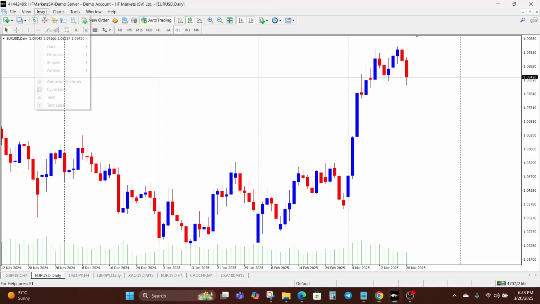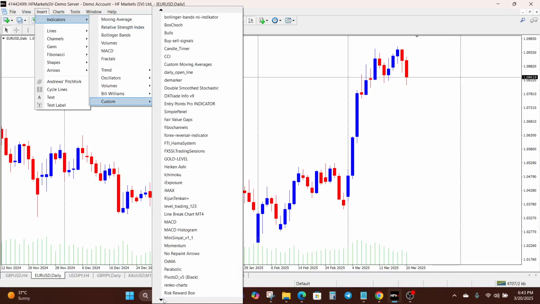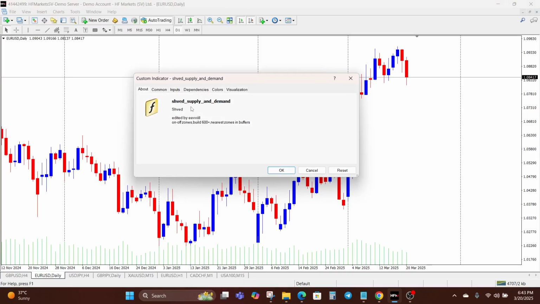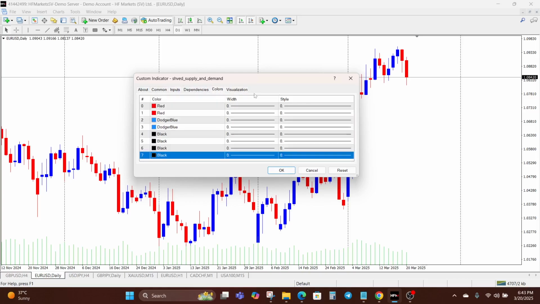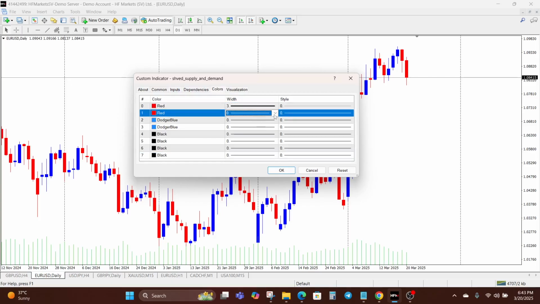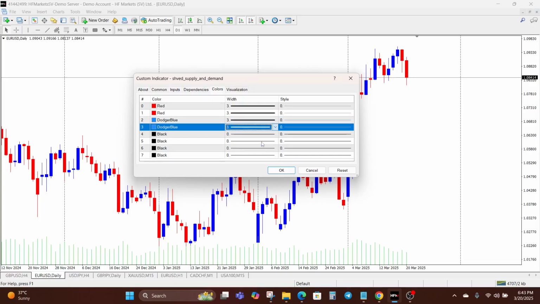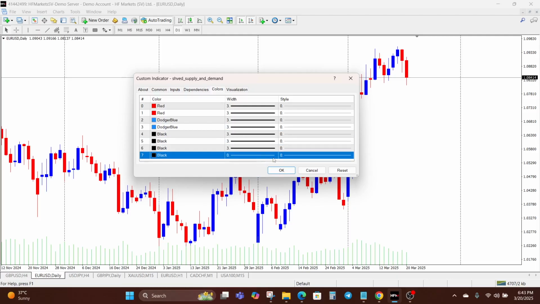I'm going to add the indicator to the chart right away. Okay, so you can see the indicator right here. It is Shved. I don't know if I pronounced this properly, but it's S-H-V-E-D, the Shved Supply and Demand Indicator. Let me just increase the thickness of all these, for the purpose of clarity.